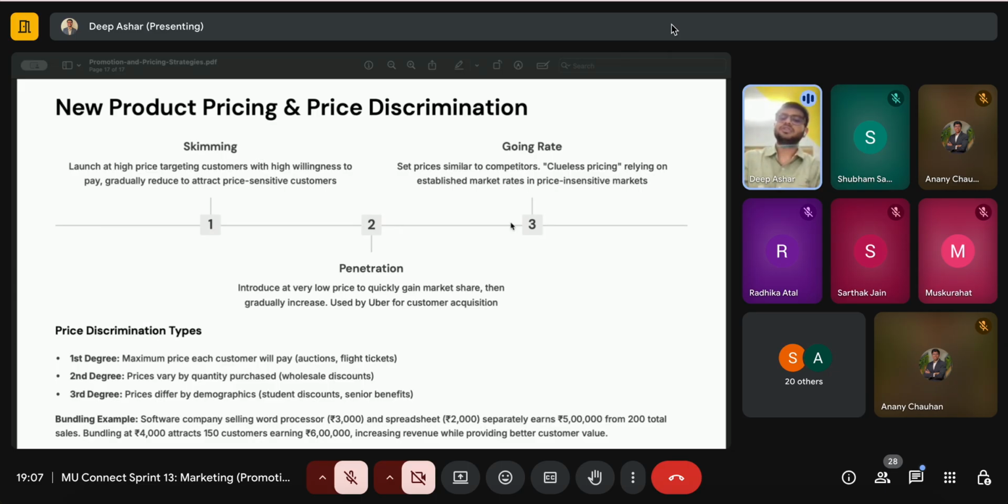Second degree price discrimination is based on the quantity purchased. This is where wholesale pricing comes into play. Bundling is also part of second degree price discrimination. So the more you purchase, the higher your discount.